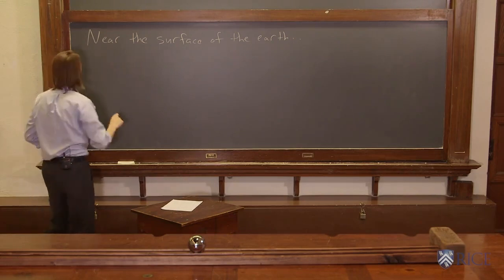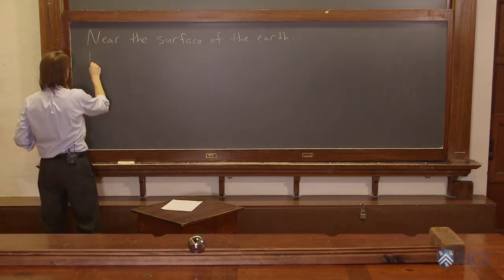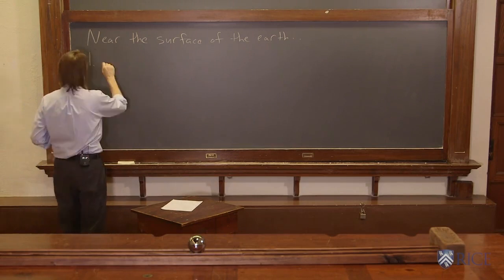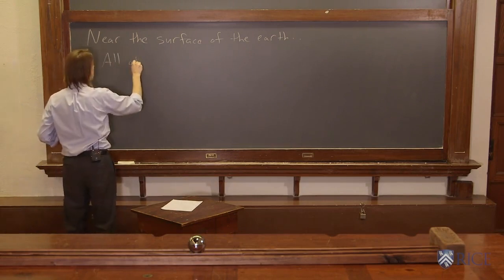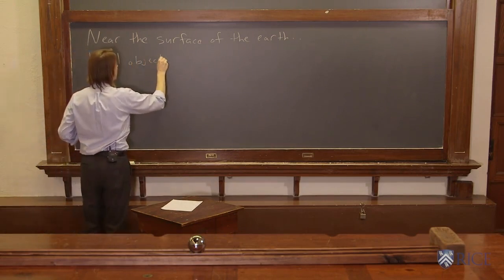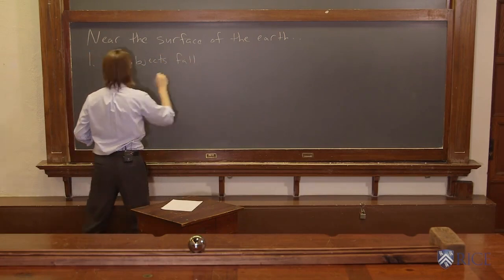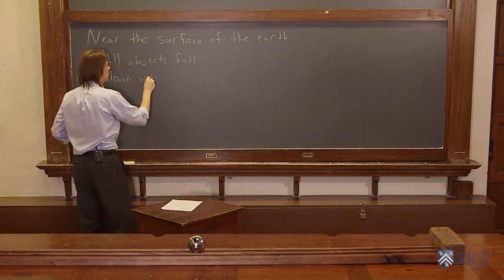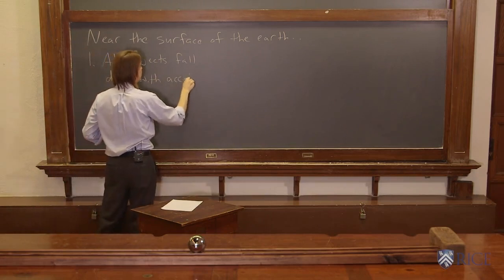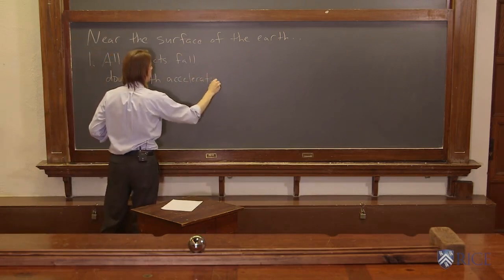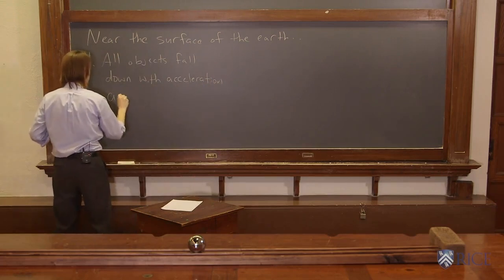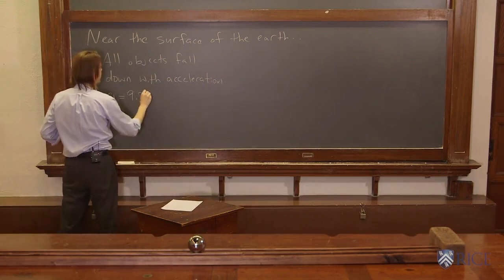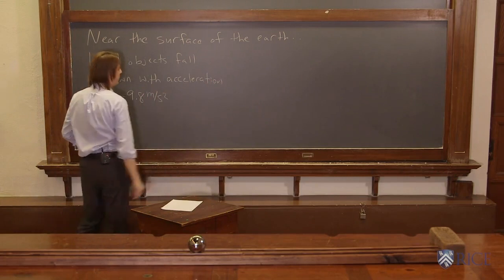Now we're going to go over a few cases of motion. Let's see, one, is that all objects fall down with acceleration a equals 9.8 meters per second squared.